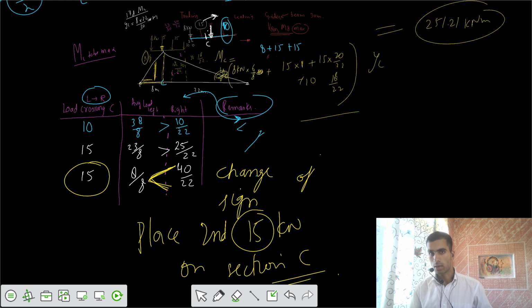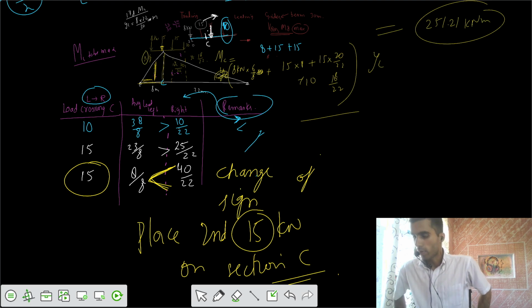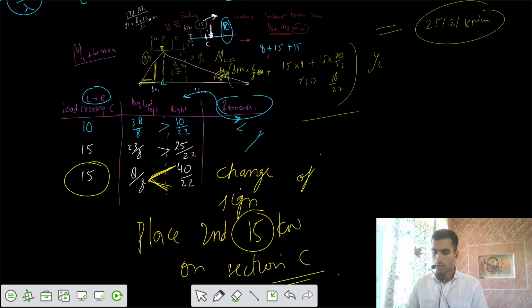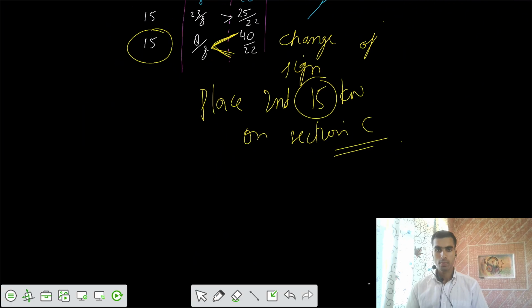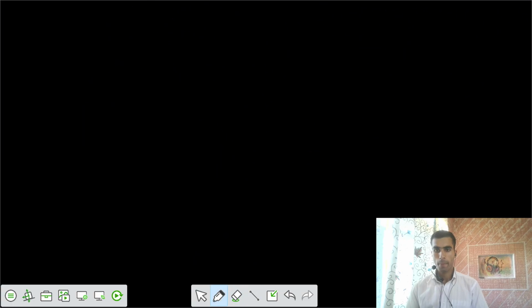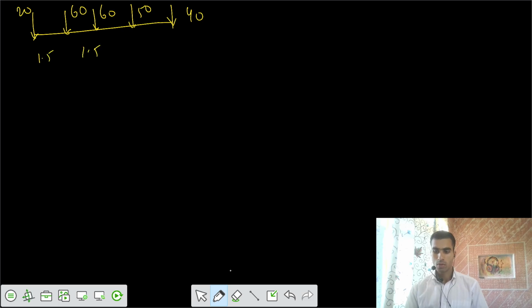Let's take another problem. So we have 5 point loads acting here: 40 kilonewton, 50 kilonewton, 60, 60, and 20. Spacing is 1.5, 1.5, 2 meter, 1 meter.